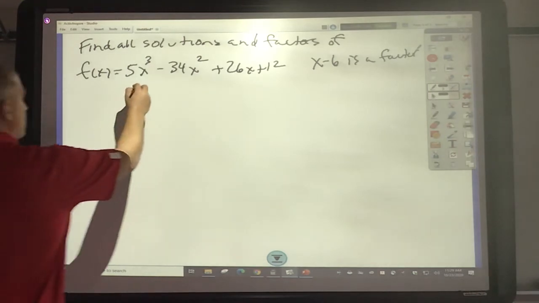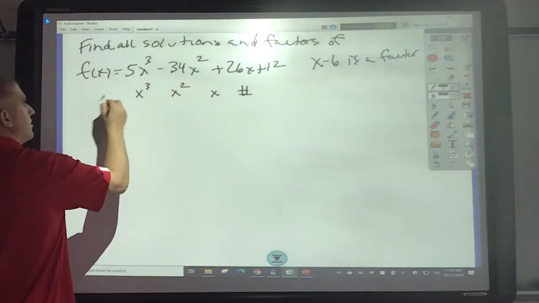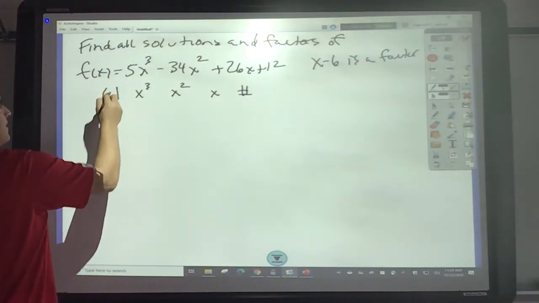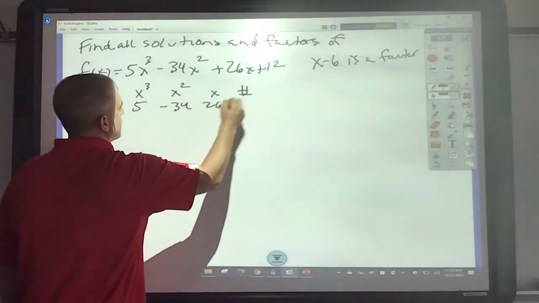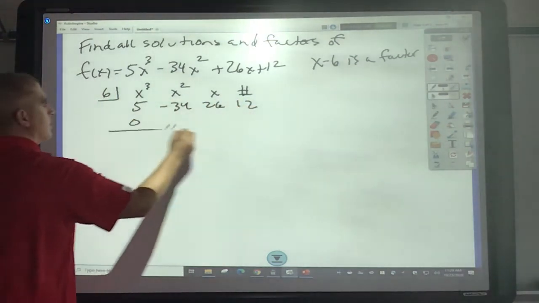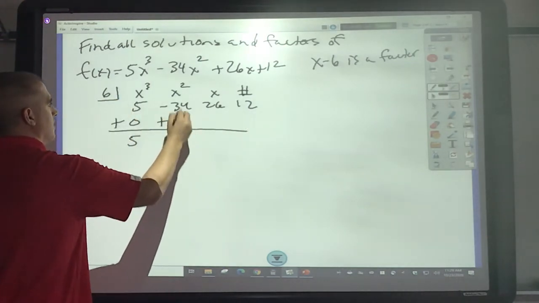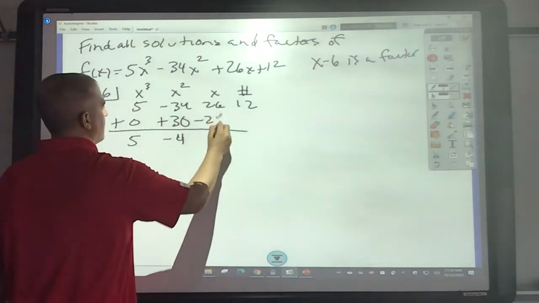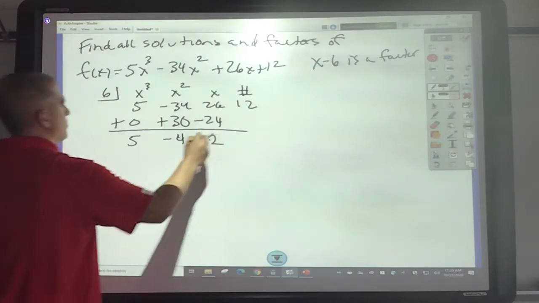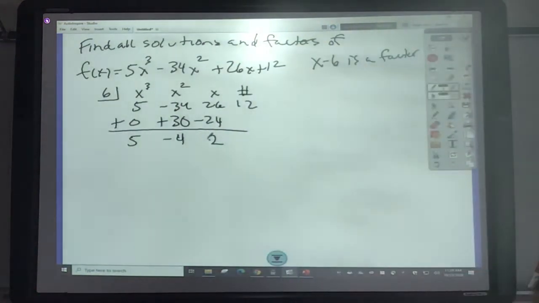Go ahead and unpause. So I got x cubed, x squared, x, number. Since x minus 6 is a factor, 6 would be there. I got 5, negative 34, 26, and 12. Okay. 5 plus 0 is 5. 5 times 6 is 30. Negative 34 plus 30 is negative 4. Negative 4 times 6 is negative 24. This minus this would be 2. Okay. Where did I go wrong here?